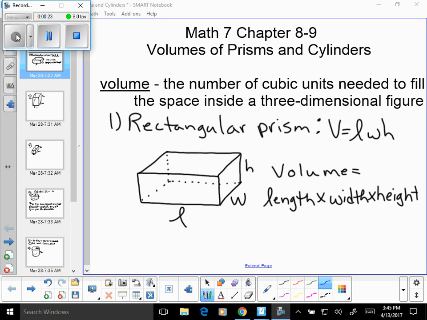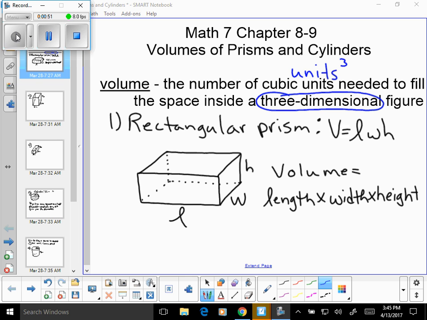Volume refers to the number of cubic units needed to fill the space inside. Notice that it's a 3-dimensional figure, so therefore cubic units means an exponent of 3. Units cubed, whether it's meters cubed or feet cubed, inches cubed, miles cubed. There are 2 volume formulas that we are going to be working with in this lesson.